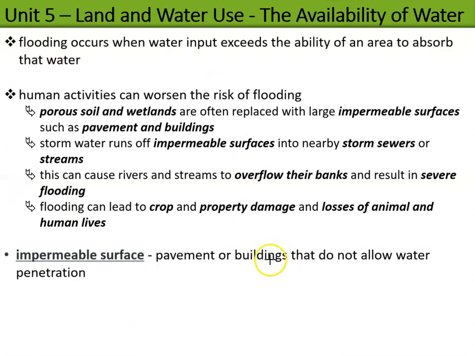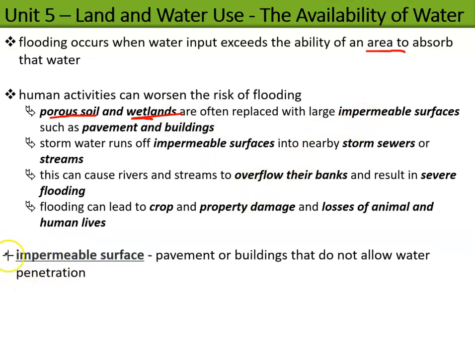Okay, so finally we just have one last slide here about dealing with flooding, and how this can relate to some human activities. Wherever you have a water input that exceeds the ability of an area, generally the soil, to absorb the water, you can get flooding. Human activities can worsen or increase the risk of flooding because when humans settle an area, they often replace the porous soil and wetlands, which are really good at absorbing large amounts of precipitation, with large impermeable surfaces.